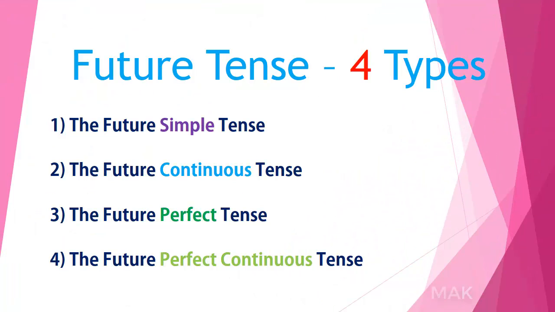The future tense can be the following 4 types: the future simple tense, the future continuous tense, the future perfect tense, the future perfect continuous tense.